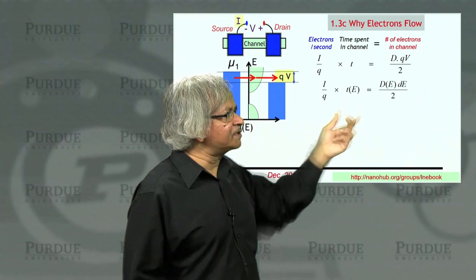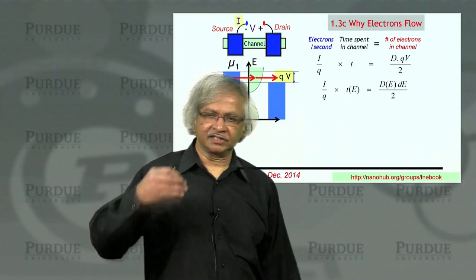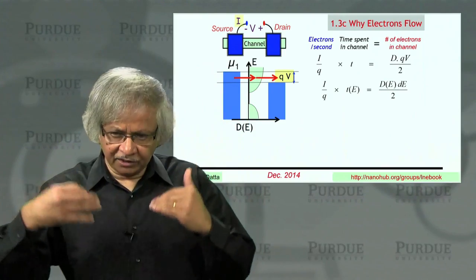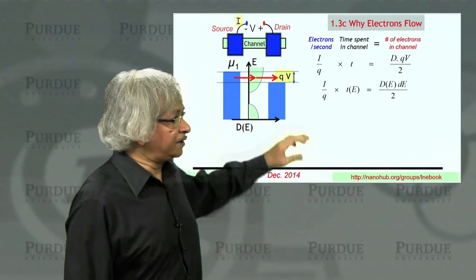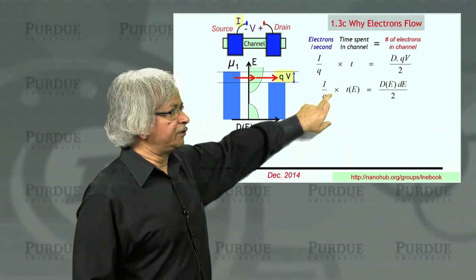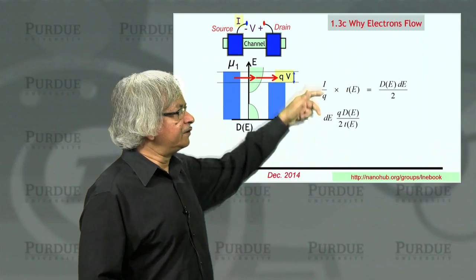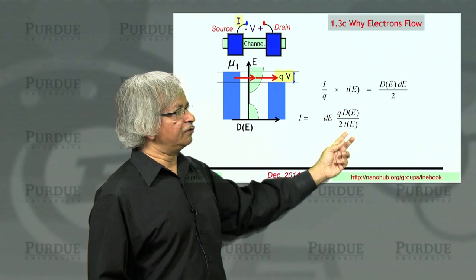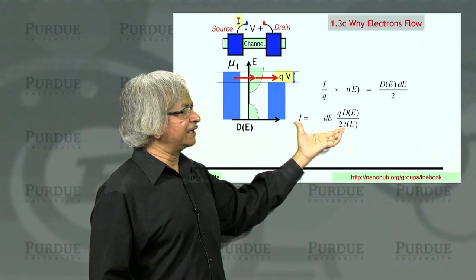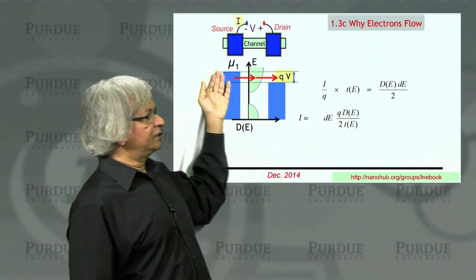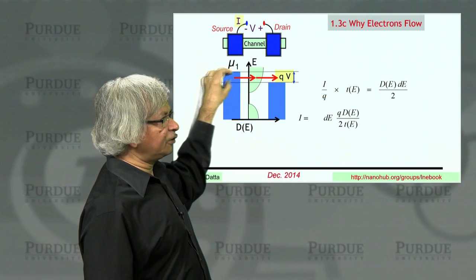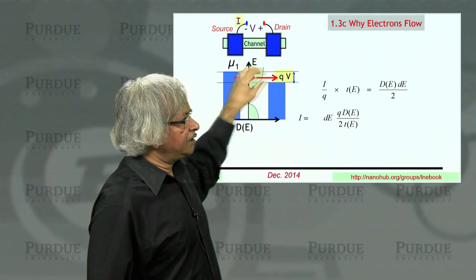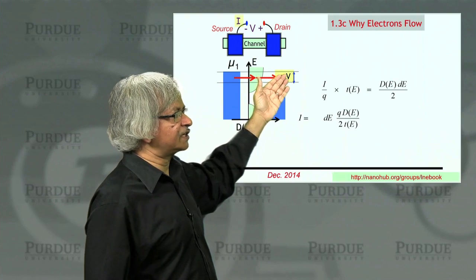And in principle, the time spent can also depend on the energy, because at certain energies, the electrons might have a higher velocity and zip right through. Other energies, it might take longer. So we could write it this way. And then you can rearrange it and write the current as dE q D over 2t. Now this is the current that you'd have if the states at this end were completely full, 1, and this end were 0.